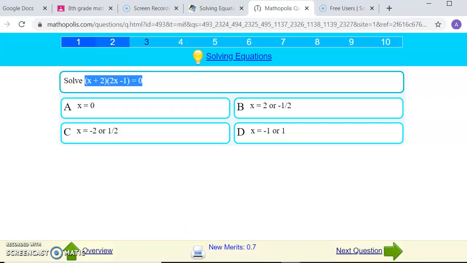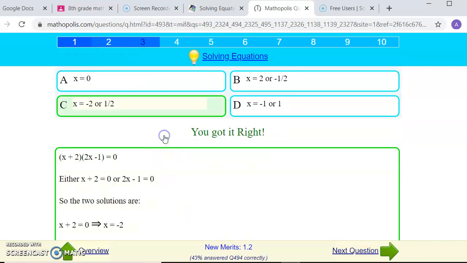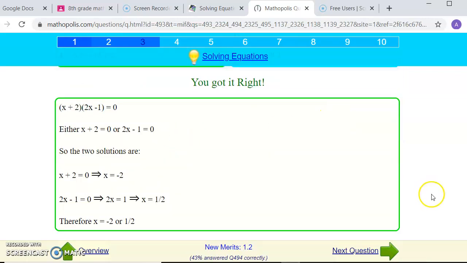So let's go ahead and take a look at my answer. So I said x is -2, x is 2. Okay, you got it right.